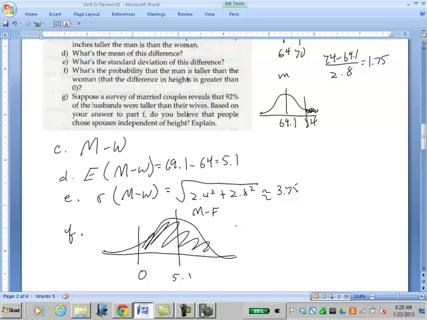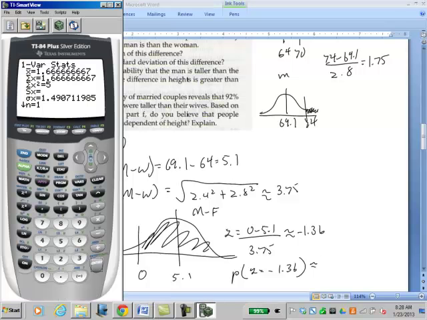So Z equals 0 minus 5.1 divided by 3.75, which is approximately equal to negative 1.36. The probability that Z equals negative 1.36 is approximately equal to, I did this wrong the first time, 1 minus 0.087. I'm going to do it on the calculator. I should have written it down.